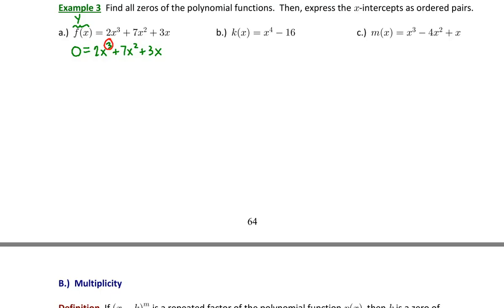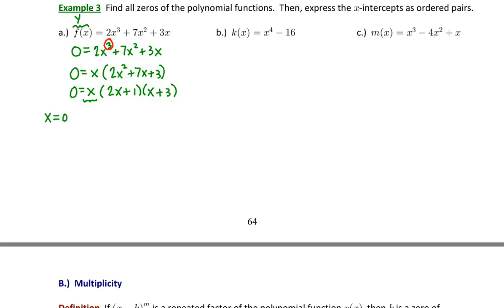Recall that we can solve a higher degree polynomial equation by factoring. So in this case, we have a greatest common factor of x. If we take that out, that leaves behind 2x squared plus 7x plus 3. We can break our trinomial down into two binomial factors: 2x plus 1 times x plus 3.